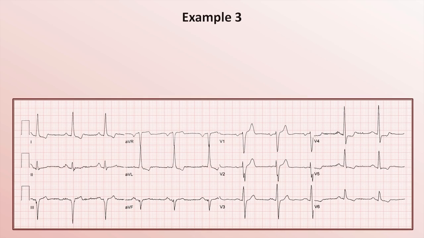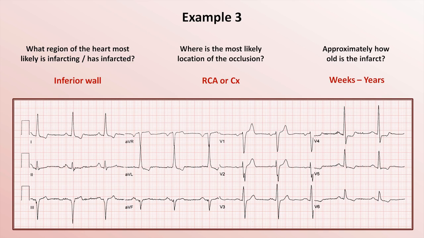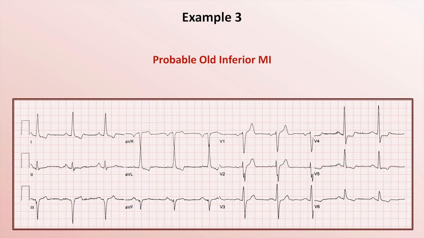Here is example 3. There are no ST elevations this time, but we do see Q waves in 2, 3, and AVF, suggesting the infarct affected the inferior wall. As mentioned earlier, Q waves don't localize quite as well as ST elevations, so this is just a reasonable hypothesis. And as with example 1, we can't say in this case whether the inferior wall is supplied by the RCA or circumflex. As far as timing goes, with Q waves present and no other ischemic changes, the infarct must be old, in which old is defined as anything from weeks to years. So in summary, a probable old inferior infarct.